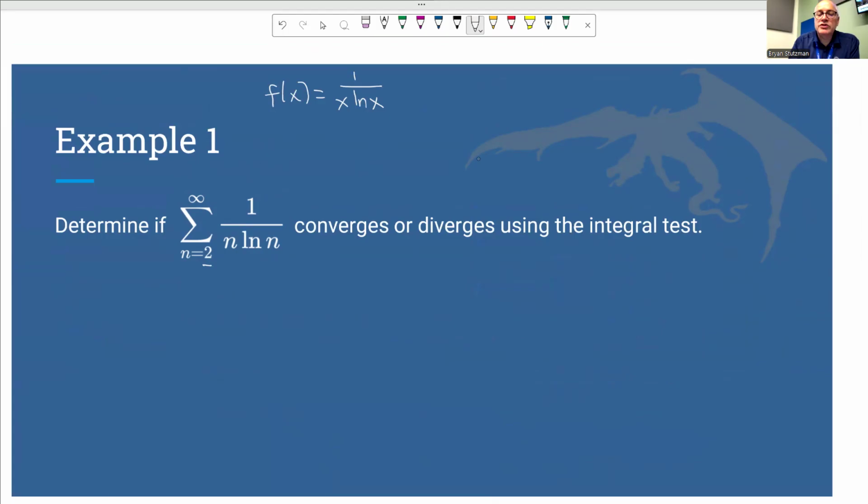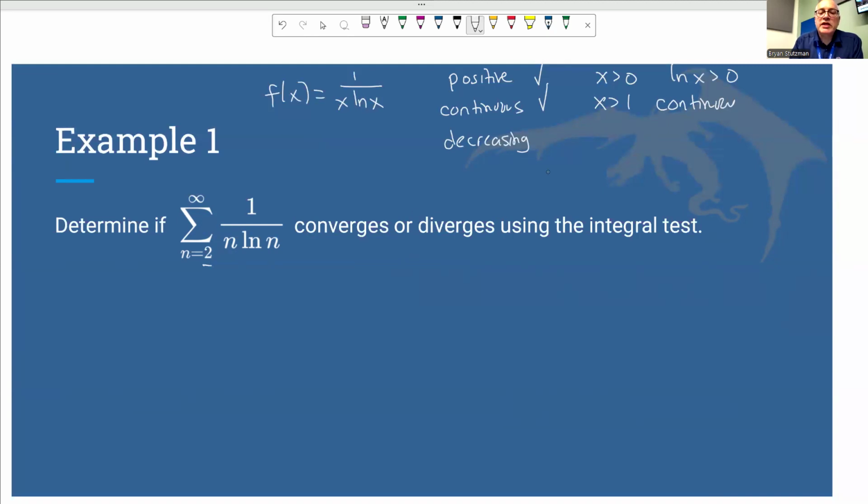And in order to do the integral test, we have to check to see if it's positive. Well, it is positive because x is positive and natural log of x is positive. So that fraction is also going to be positive. Is it continuous? It is continuous because both x and natural log of x are continuous, and none of them are going to be 0 as long as x is greater than 1. It'll be continuous. Is it decreasing?